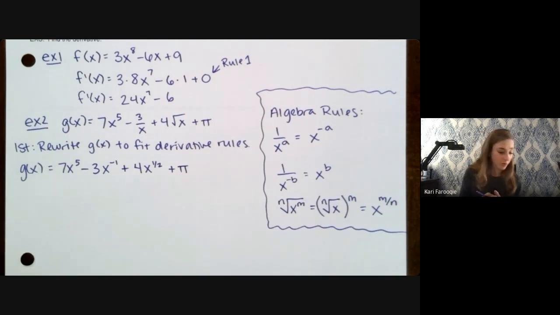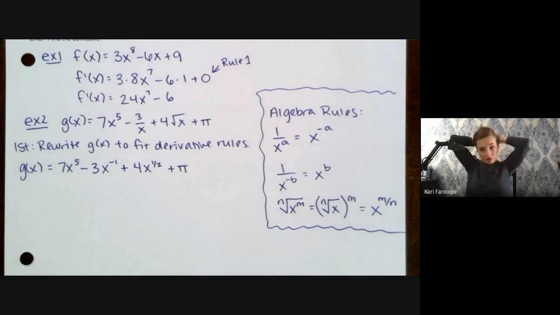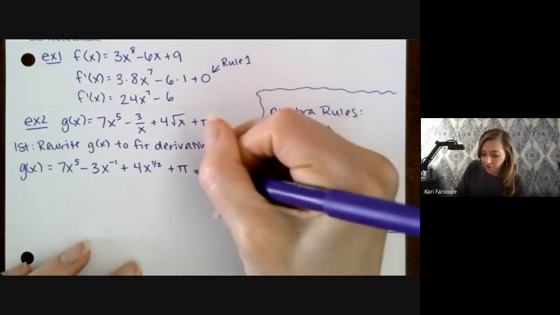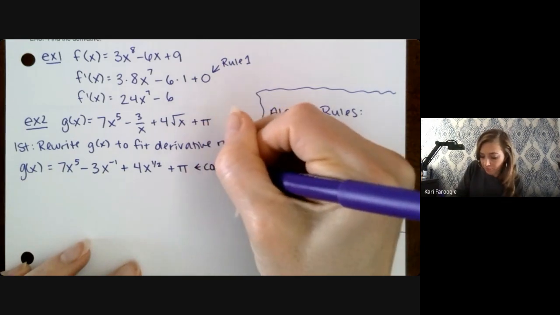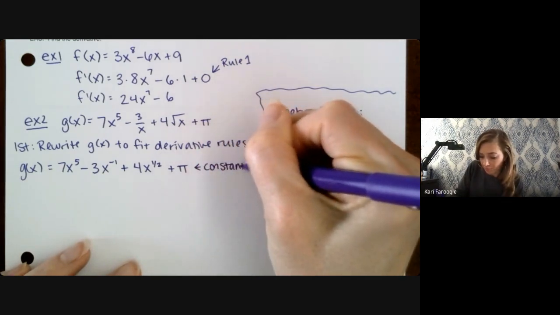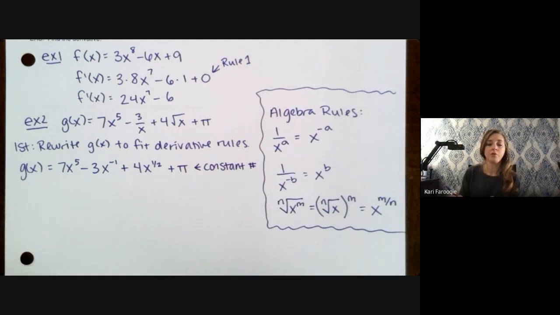Maybe since we just rewrote the pi, we should talk about the fact that pi is a constant. Because pi is represented by a symbol, students tend to always think of pi as a variable. But remember that pi is just a number. So pi is a constant. So when you take its derivative, you're going to use the constant rule.